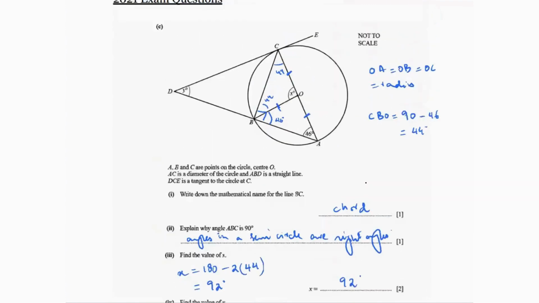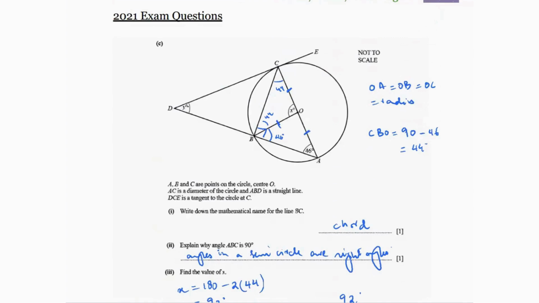And then for the value of y, if angle CBA is 90, this is going to be 90 as well because this is a straight line. ABD is a straight line just given in the question. And then we know that DCE is a tangent and OC is the radius. So we know that the tangent makes a 90-degree angle with the radius. So DCB is going to be 90 minus 44, which is 46.